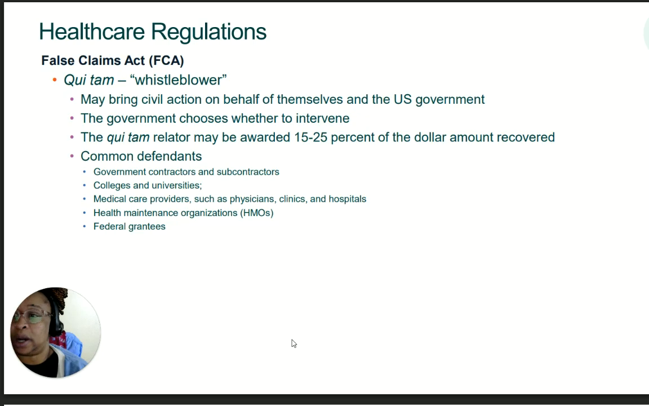Qui tam: the whistleblower may bring a civil action on behalf of themselves and the U.S. government. The government chooses whether to intervene. The qui tam relator may be awarded 15 to 25% of the dollar amount recovered. Common defendants are government contractors and subcontractors, colleges, universities, medical care providers such as physicians, clinics, and hospitals, HMO plans, and also federal guarantors.